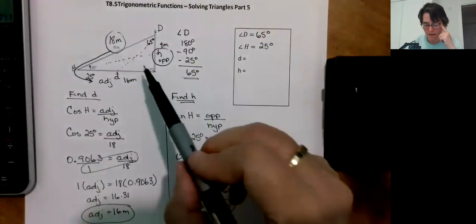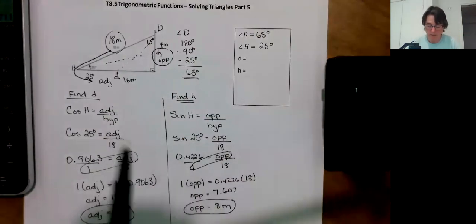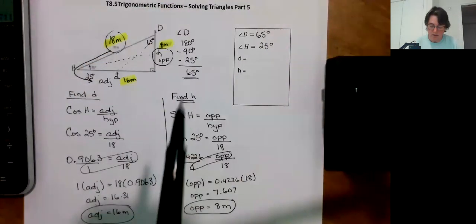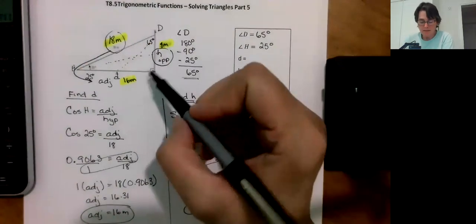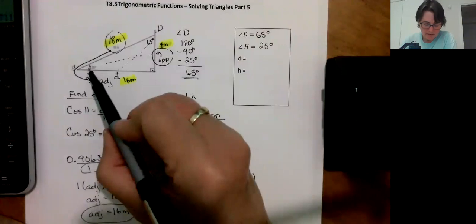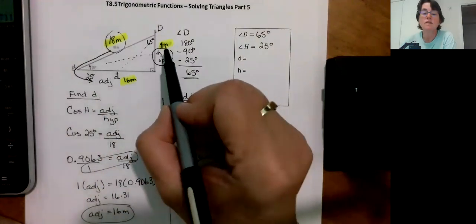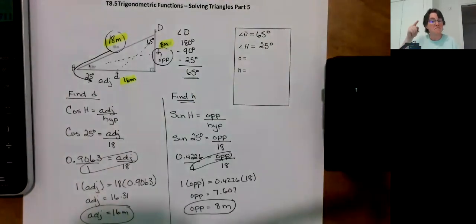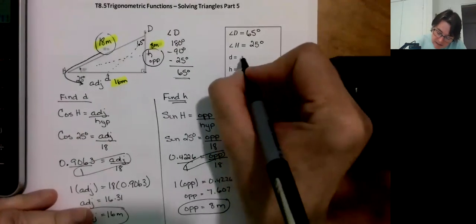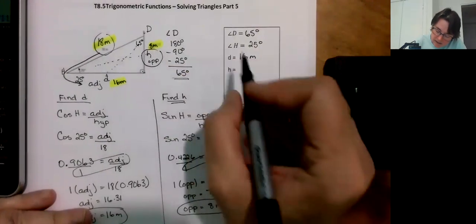All right, let's do our check. There's my biggest angle. Oh, I'm going to highlight my sides. It's got a lot of numbers going on here. Those are my 3 sides. So this is 90 degrees, my biggest angle. It's across from my biggest side. 25 is my smallest angle. And if we look, it's across from the smallest side. So best guess, this is golden. Let's just finish filling it in. So side D is 16 meters and side H is 8 meters.